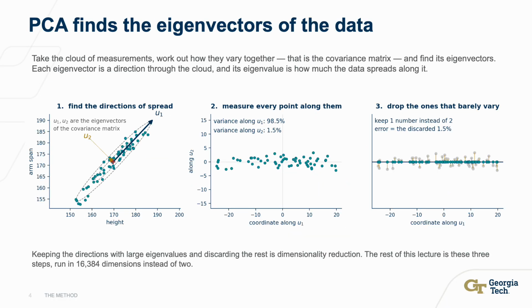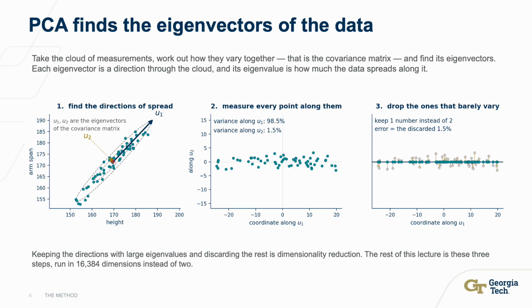And here in three panels is the whole of PCA. Panel 1: take the cloud of data, compute how the measurements vary together. That is the covariance matrix, and we will write it down properly at the end of the lecture. Then find the eigenvectors of that matrix. That is the sentence to hold on to: PCA is an eigenvector problem. The eigenvectors are directions through the cloud, drawn here as two arrows. The eigenvalue attached to each one is how much the data spreads along that direction. The long arrow U1 is the direction of greatest spread. The short one, U2, is what is left over, and it is perpendicular to the first.